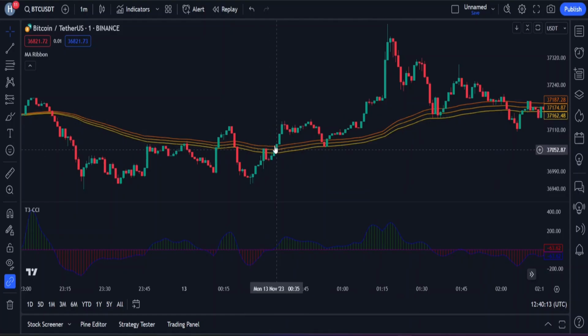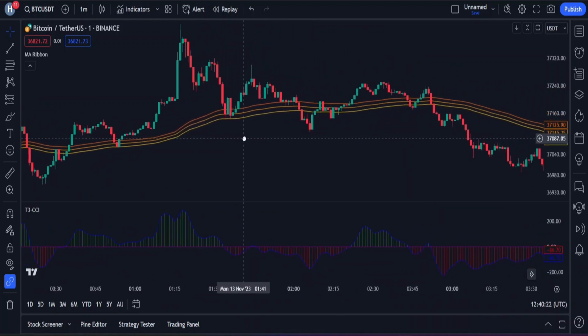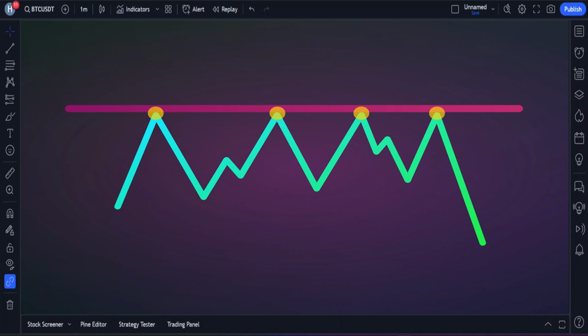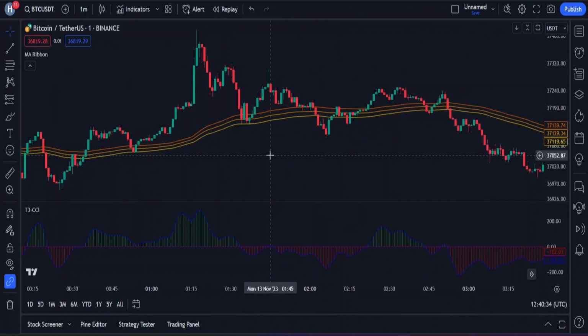These 3 moving averages provide us a support and resistance zone. I'm sure you guys know what support and resistance levels are. For those who don't know, the support level is where the price regularly stops falling and bounces back up, while the resistance level is where the price normally stops rising and dips back down. This is an important concept to understand because we are going to be using this in our strategy.